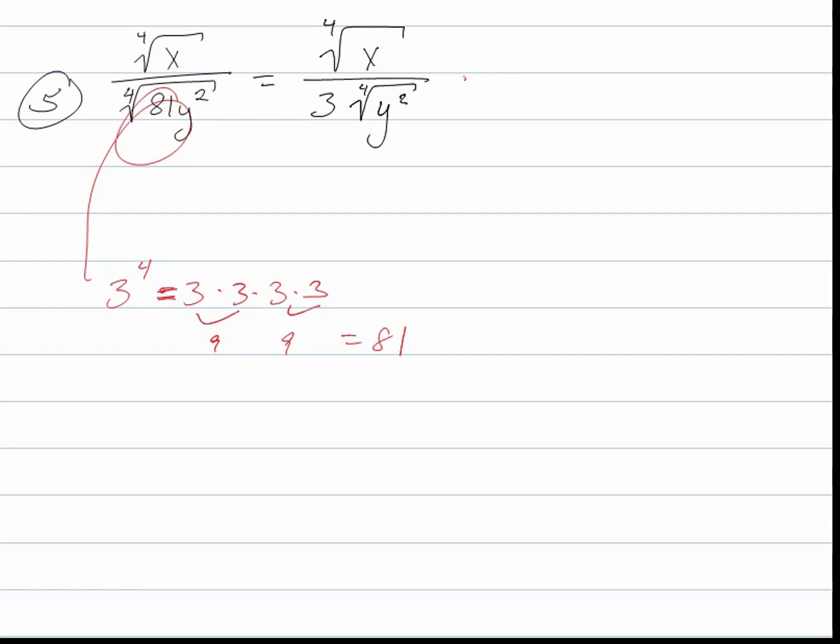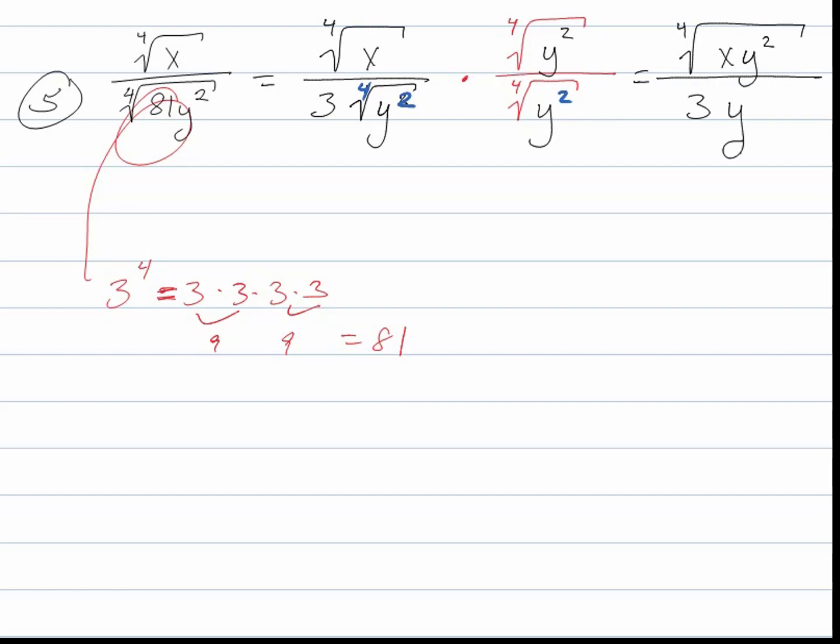Okay. Now I'm going to go ahead and multiply the top and the bottom times the 4th root of y to the... Alright, so I've got y squared. I want 2 plus something to equal 4, so 2 plus 2 is 4. Right, so on the top, I've got, under the 4th root sign, an x and a y squared. And on the bottom, I have a 3 and a 4th root of y to the 4th, which is just y. And that's as pretty as it gets.